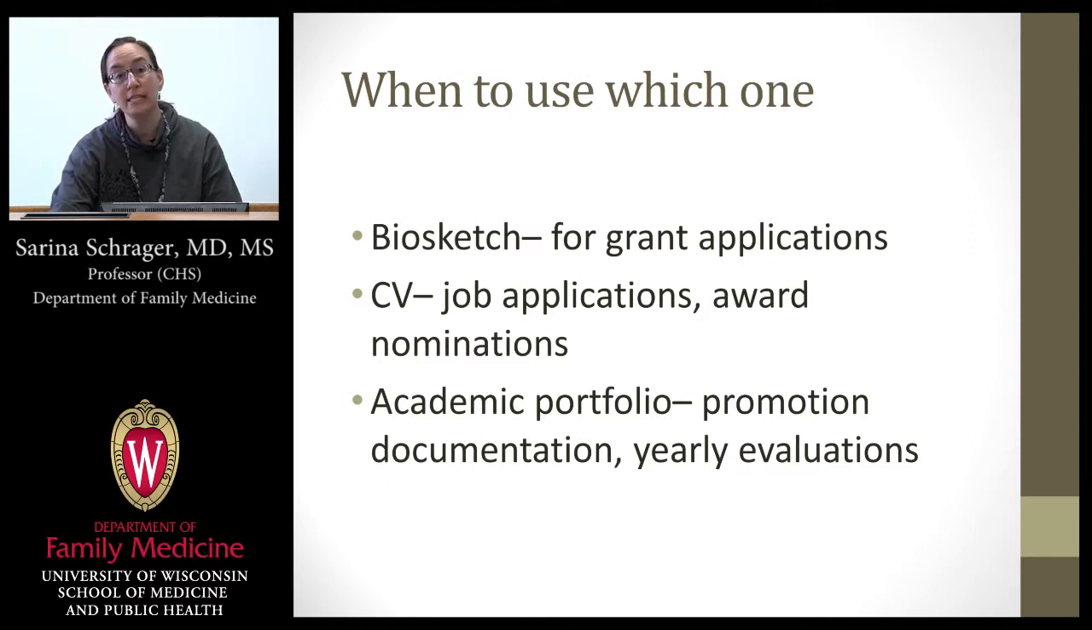A CV has a little more detail on it and often has committees, descriptions of what you contributed to each publication. And then an academic portfolio has much more than that, and that's really what we're going to talk about today. An example is you would use a bio sketch to apply for a grant. A CV you would use if you're applying for a job or if somebody's nominating you for an award. You also use your CV for promotion, but really the academic portfolio is what you're going to use for the majority of promotion issues. And you're also going to use the information in your academic portfolio for your yearly evaluations.